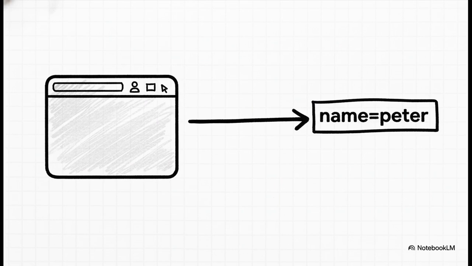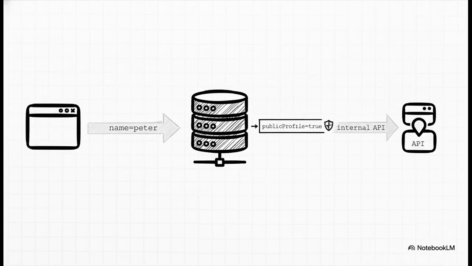Imagine you're on a website, and you use the search bar to look for a user named Peter. The request your browser sends looks pretty simple, nice and clean. But here's what happens behind the scenes. The web server takes your simple request and adds its own little piece of information. Public profile equals true. This is actually a security feature. It's supposed to make sure that the internal API only ever sends back public information.